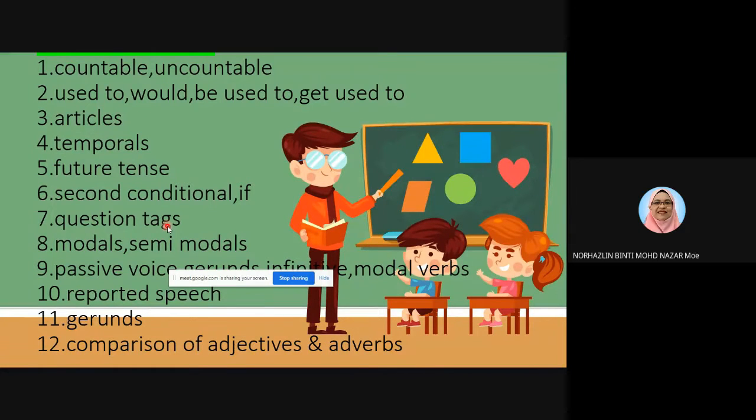If there is no digital textbook on the school's website, just Google it on the internet search engine. Just type English Form 3 digital textbook, and they'll give you so many links.